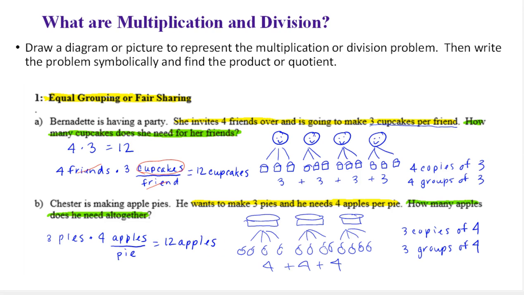So very similar. Notice we could cancel out the pies, and our result for our unit is apples. Just to notice these, again, when we look at them abstractly, 4 times 3 equals 12. This one we would say 3 times 4 equals 12. And they give us the same result, but they are a little bit different. And this will be more apparent when we look at the division problems, which are next.